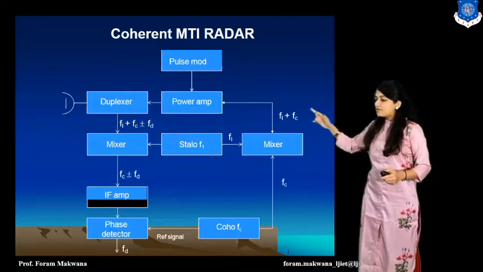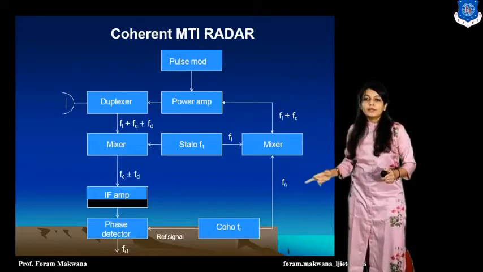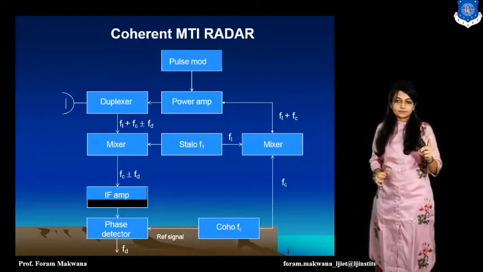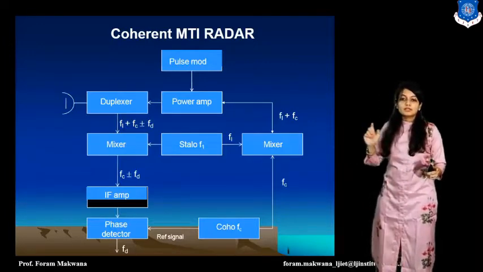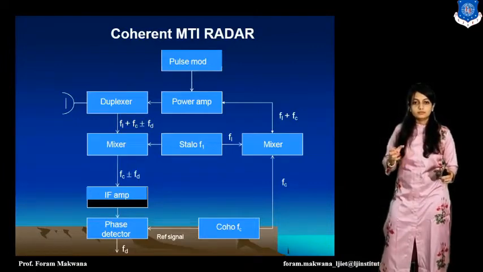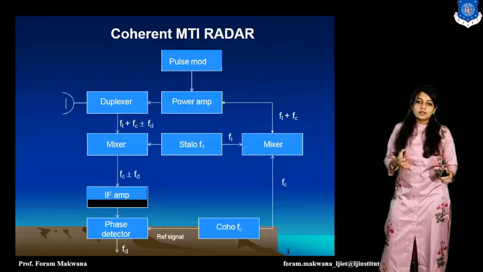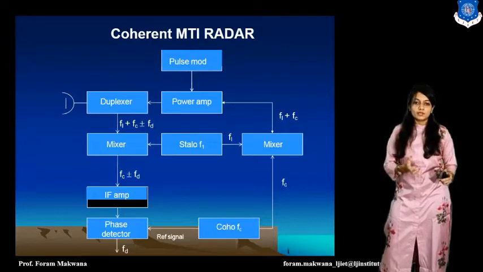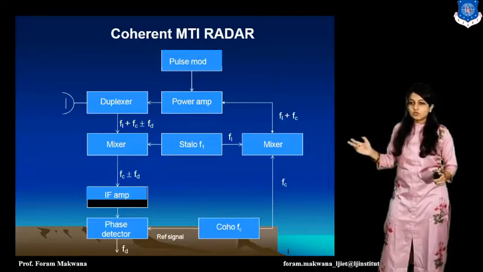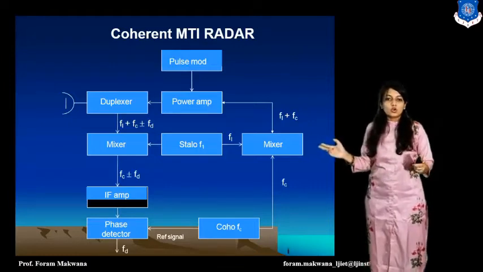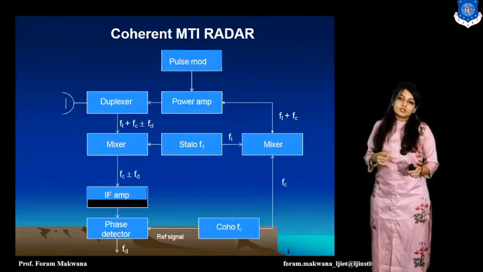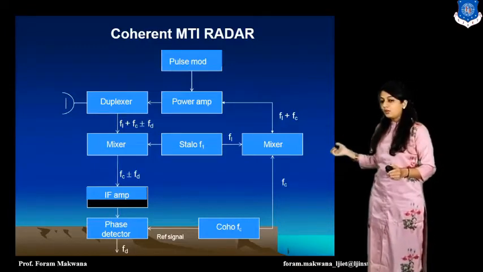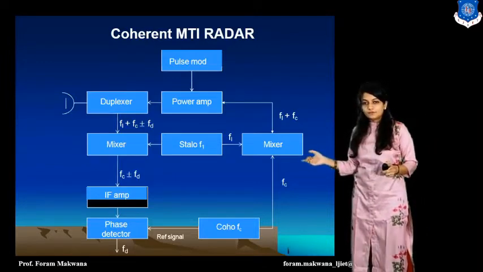So F1 plus FC plus or minus FD is applied to one of the inputs of the mixer. The second input to the mixer is the STALO frequency. Why? Because my concern is only to identify whether my target is moving towards the radar or moving away from the radar. So my STALO frequency is not that important, so that is going to be subtracted. Ultimately after the mixer we are getting only FC plus or minus FD.